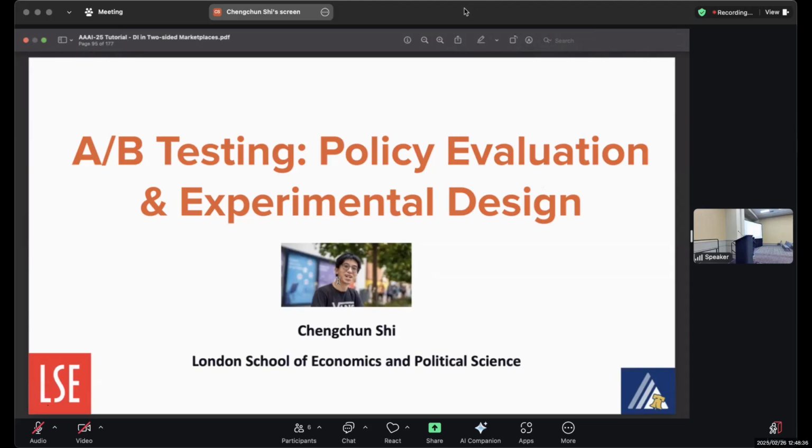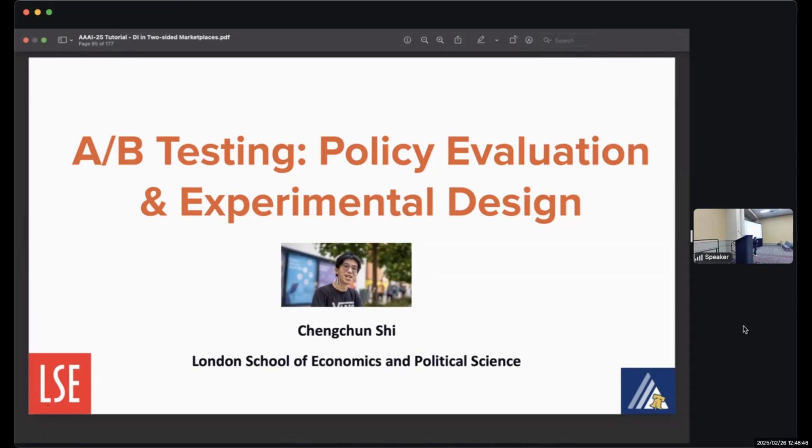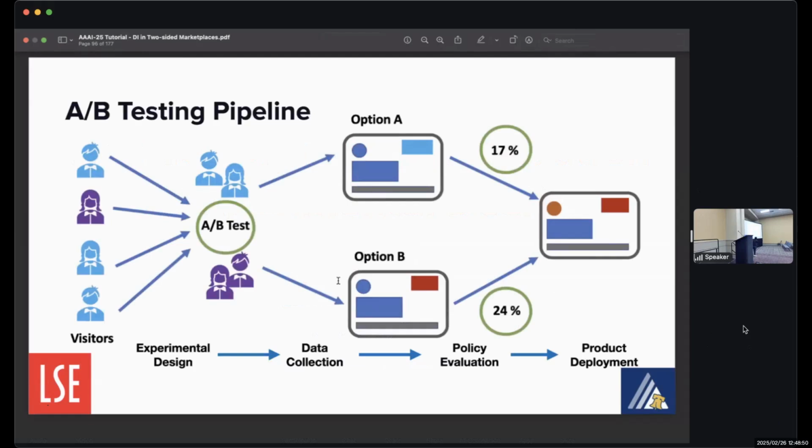Today, it is a great pleasure for me to talk about the third part of our tutorial, which is about A/B testing. We will cover methodologies for both policy evaluation and the design of the experiments. I guess you must be familiar with A/B testing. It is a very popular procedure used nowadays in various tech industries for the purpose of policy evaluation. The goal here is to compare two different policies.